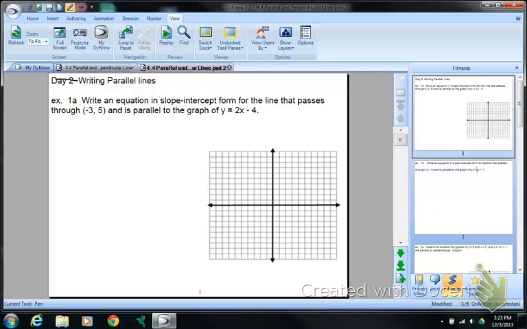Okay, example 1a. Write an equation in slope-intercept form that passes through the point negative 3, 5 and is parallel to the graph y equals 2x minus 4. So let's graph this equation, y equals 2x minus 4. The slope is 2/1, your b is negative 4, which is the ordered pair 0, negative 4. So let's graph this. Plot 0, negative 4. We're going to go up 2/1, up 2/1.